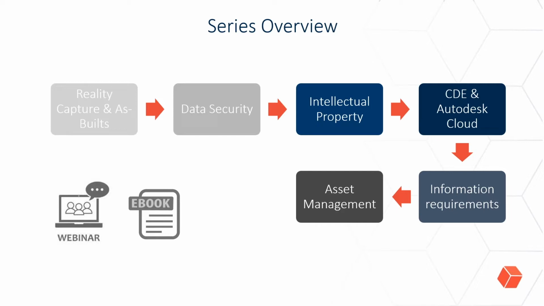Towards the end of the year, we're touching on information requirements. So that's things like level of detail, level of development, your EIR, all of those types of things. And then we're finalizing this series by looking at asset management and the facility management of it. Throughout the series, it is a combination of webinars and ebooks. So in some cases, you'll have a webinar with an ebook that accompanies that or touches on the same topic.